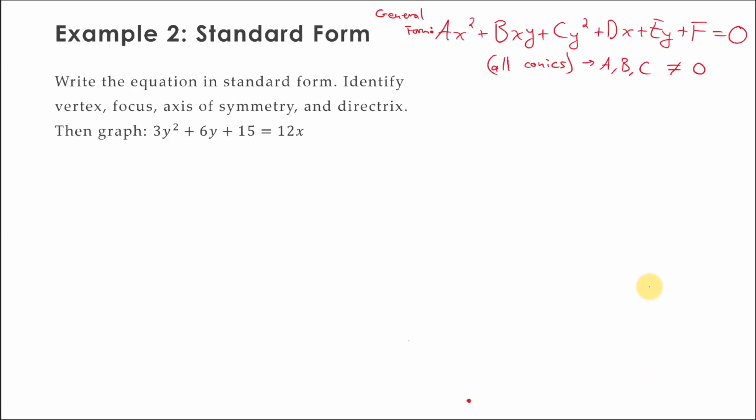All right, let's take a look at standard form. Okay, we're going to write the equation in standard form, identify vertex, focus, axis of symmetry, and directrix again. Okay, and then we're going to graph it.